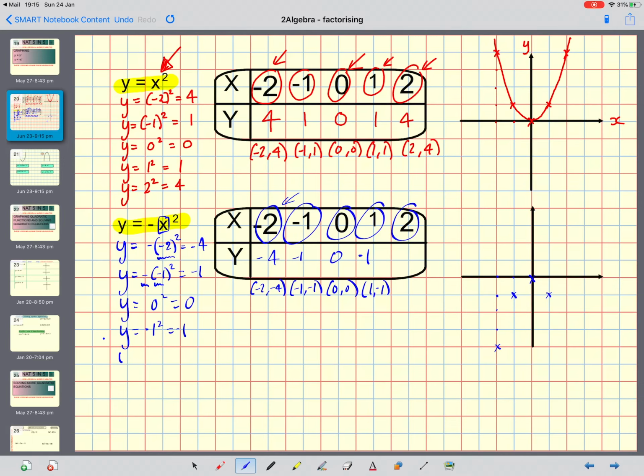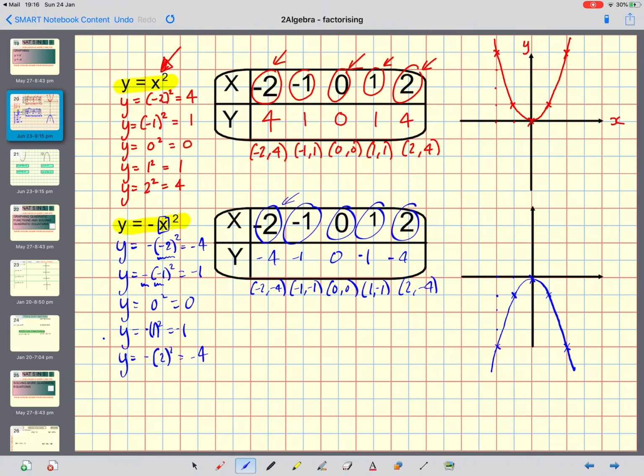And then if your input is 2, it's negative 2 squared, so you bracketed that one there. 2 squared is 4, you've got the negative on the outside, so it's negative 4. Put 2, negative 4: 2 along, negative 4 down. So again, the graph should look like this here.